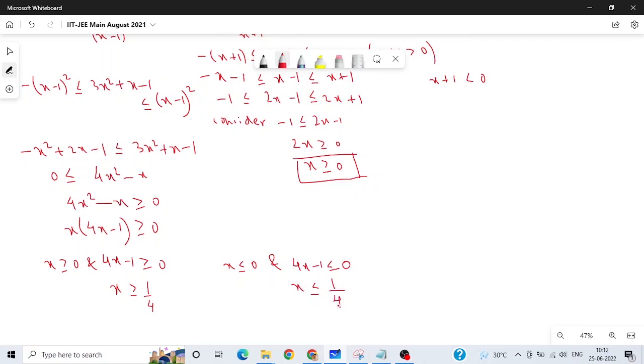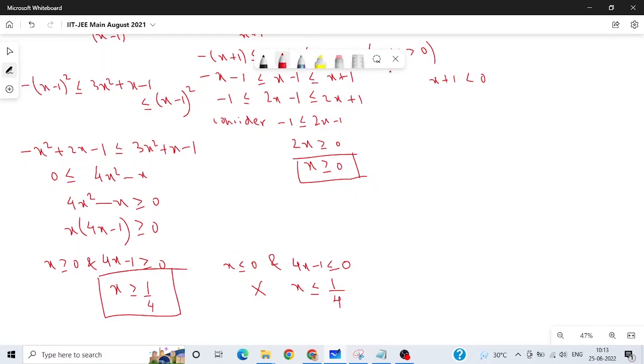But now this case is not possible just because we already got that the second condition will hold only if x is greater than or equal to 0. So definitely this is not a possibility. So what we get is first x greater than or equal to 0, and from here we are getting that x is greater than or equal to 1 by 4.